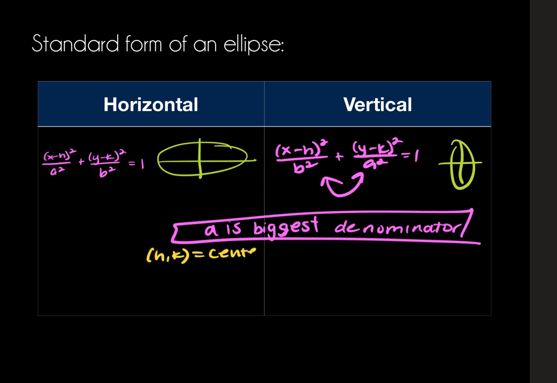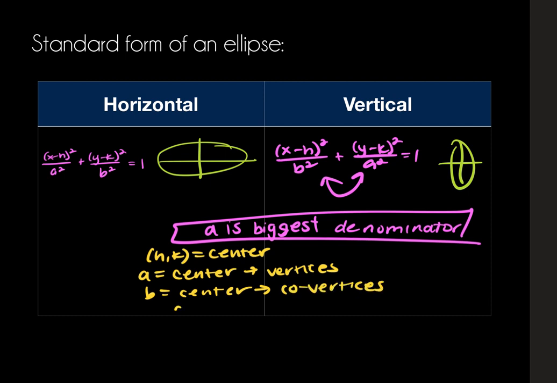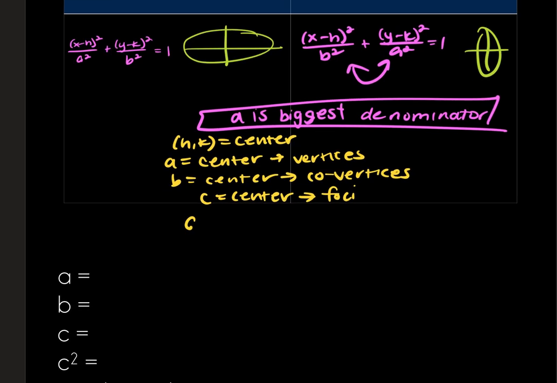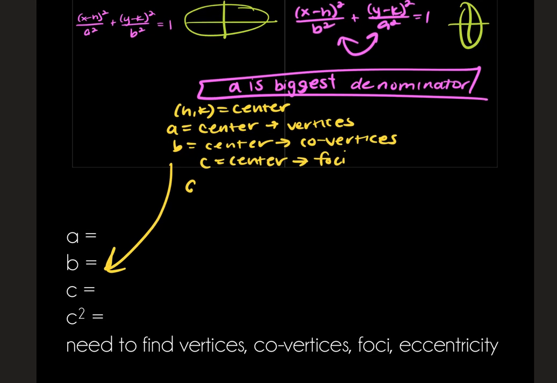This is true for both kinds. Your a is center to vertices. B is center to co-vertices. C is center to foci. Oh, I wrote that all right here. C squared equals a squared minus b squared for an ellipse.